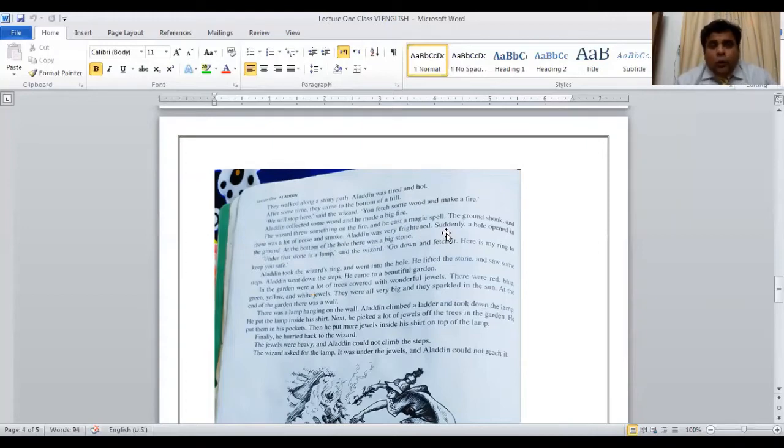Suddenly a hole opened in the ground. It means that a big hole formed in the ground. In other words, we can say that at the bottom of the hole there was a big stone. When a big hole was there, at the bottom of the hole there was a big stone.